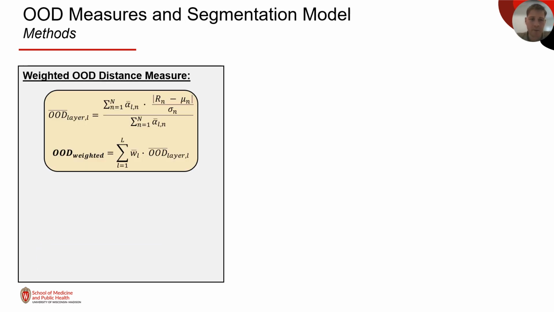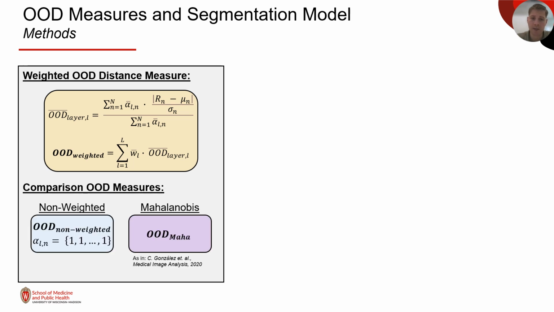Using this learned alpha parameter, we defined our weighted OoD distance measure as the average deviation of test sample features from the trained feature distribution weighted by this alpha parameter. This was computed for each encoder layer, so this measure from each encoder layer was weighted and summed across layers to define our global weighted OoD distance measure. This was compared to its non-weighted counterpart distance measure and also to the Mahalanobis distance of bottleneck features.